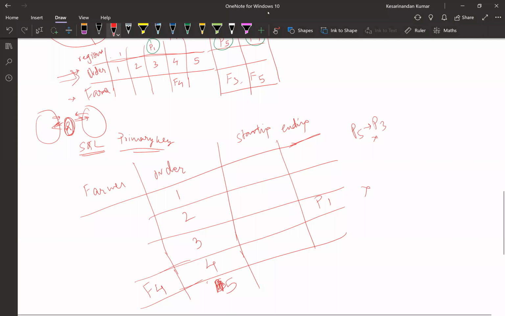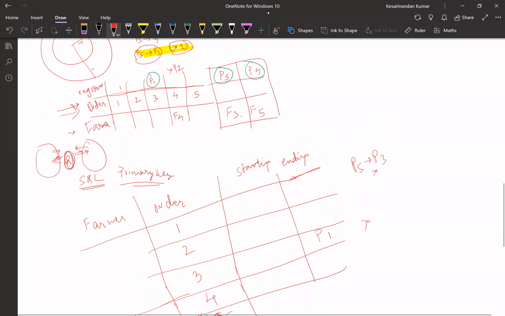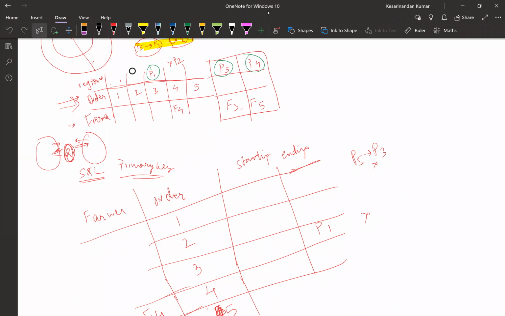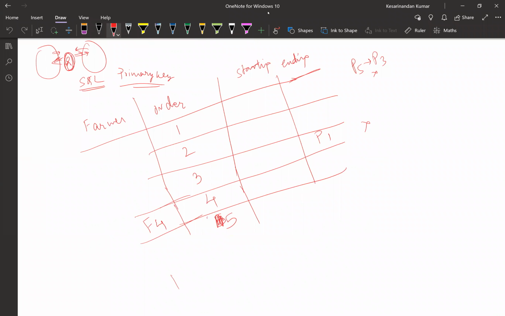And there was something else that was related to farmer F5. Farmer F5 was given the work for the plowing stage starting from P4. Okay, so F5 was given starting with P4, ending we do not know yet.